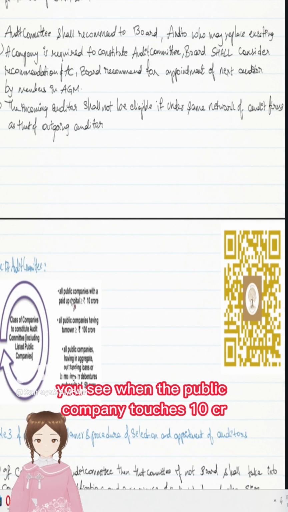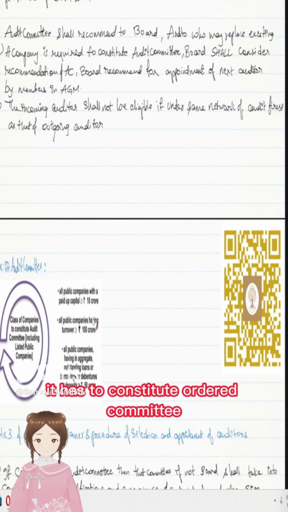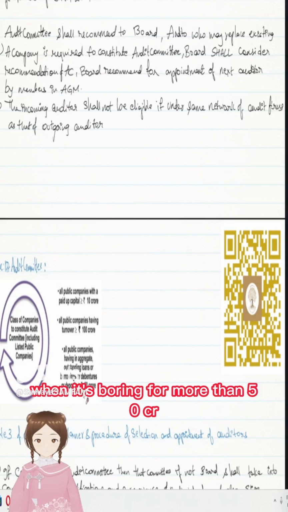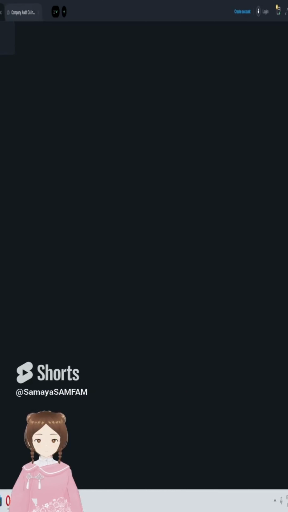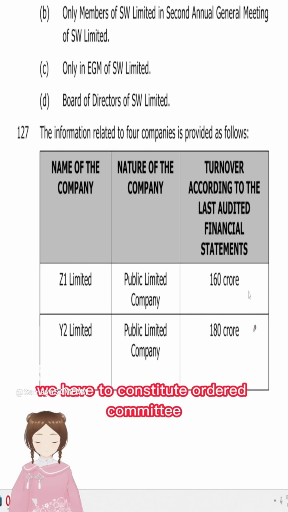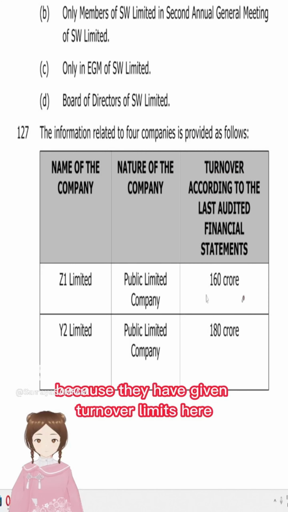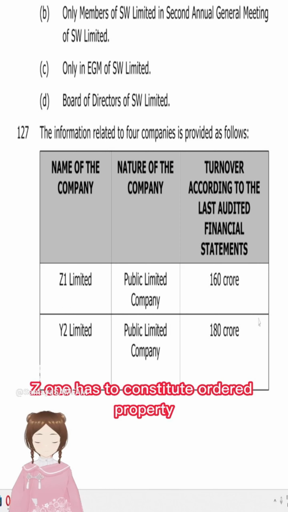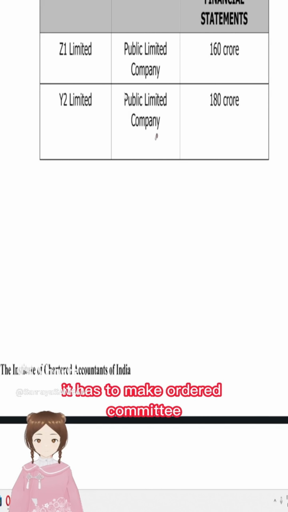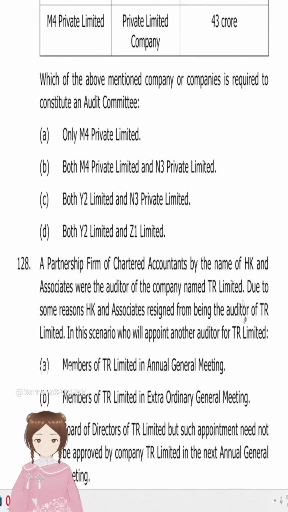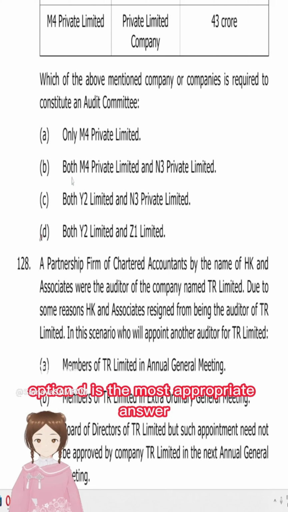You see, when a public company touches 10 CR paid up share capital, it has to constitute an audit committee. When its turnover touches 100 CR, it has to form an audit committee. When its borrowings are more than 50 CR, then it has to constitute an audit committee. Here they have given turnover limits. Z1 has to constitute an audit committee, and Y2 also is more than 100 CR. It touched 100 CR, so it has to make an audit committee: Z1 and Y2. Option D is the most appropriate answer.